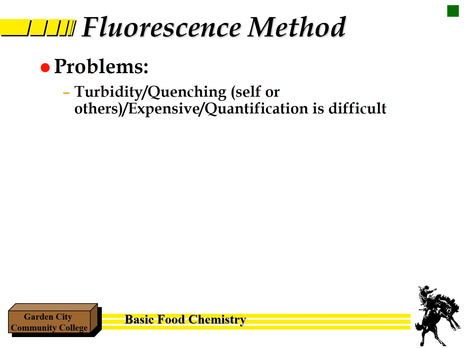The problem with this method is sometimes there might be some turbidity or quenching, maybe self-turbidity, self-quenching, something like that. So you can skew the results. It's also pretty expensive, and quantification, actually measuring it, is somewhat difficult.